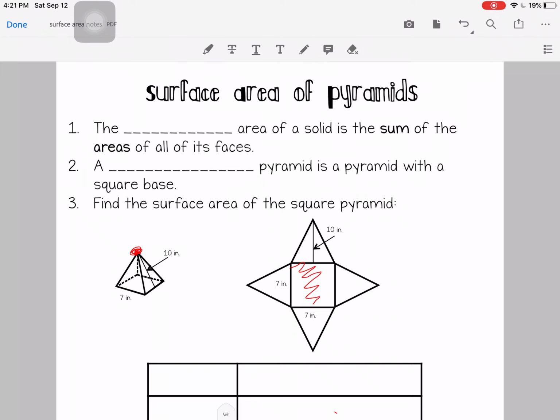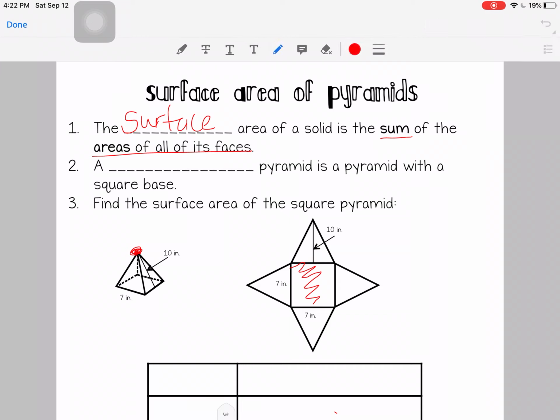All right, so let's recap what surface area is. Surface area of a solid is the sum of the areas of all of its faces. So we talked about that when we first introduced surface area with rectangular prism. The sum of the areas of all of its faces.